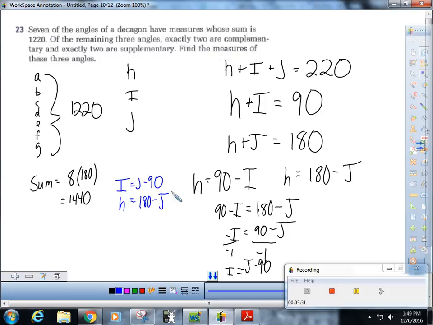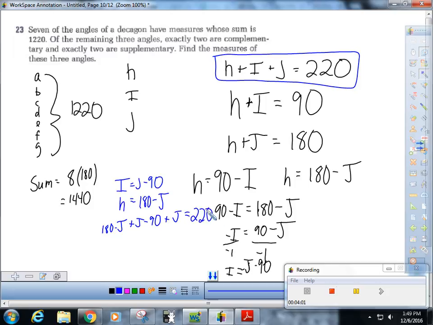So now, if we go back to our original equation up here, we can write all of those things in terms of J. Okay? What is H again? 180 minus J. What is I again? Plus J minus 90 plus good old-fashioned J, everybody's friend, equals 220. Okay? Well, let's see. Zoink, zoink. 90 plus J is 220. So what's this guy's J? What's his measure?